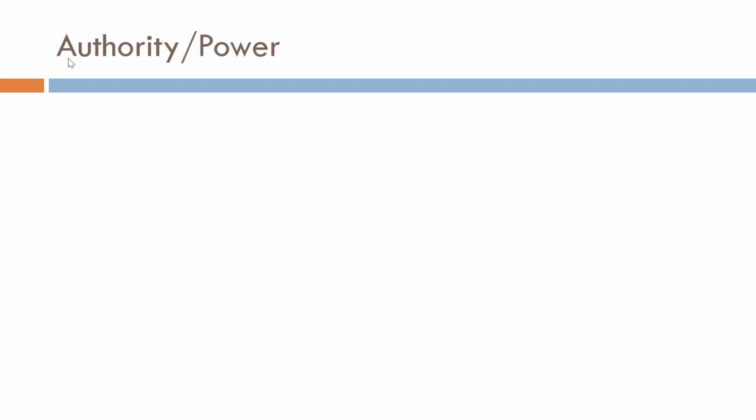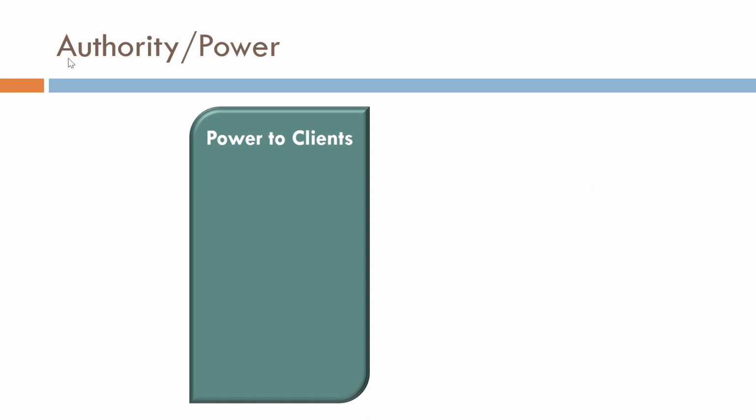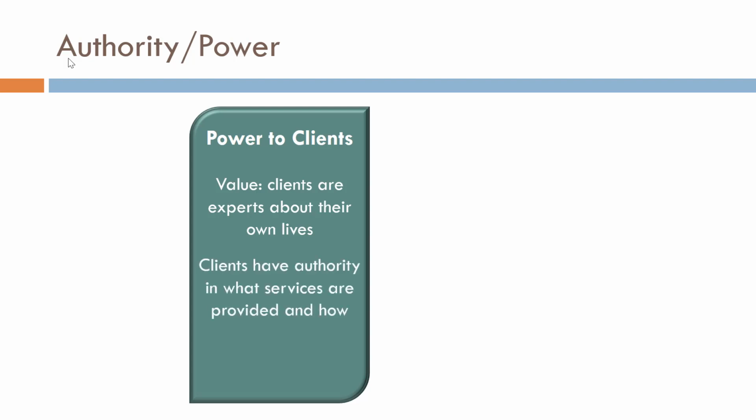The next choice involves authority or powers. So one choice is to allow clients to have power, to have authority. And in this case, we're valuing the clients as experts in their own lives. So it's taking self-determination to a whole other level because now clients have the authority in what services are provided.